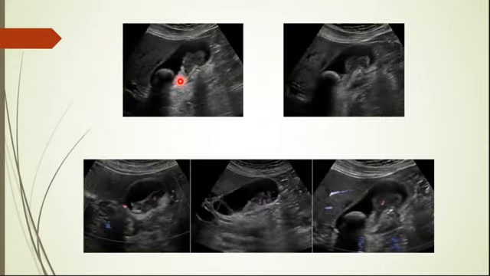While in this case, you can see a large gallbladder stone with acoustic shadowing, and you can see a polyp or a polypoid mass also in the gallbladder that is vascularized, and when it was operated, it turned out to be gallbladder carcinoma. Okay.